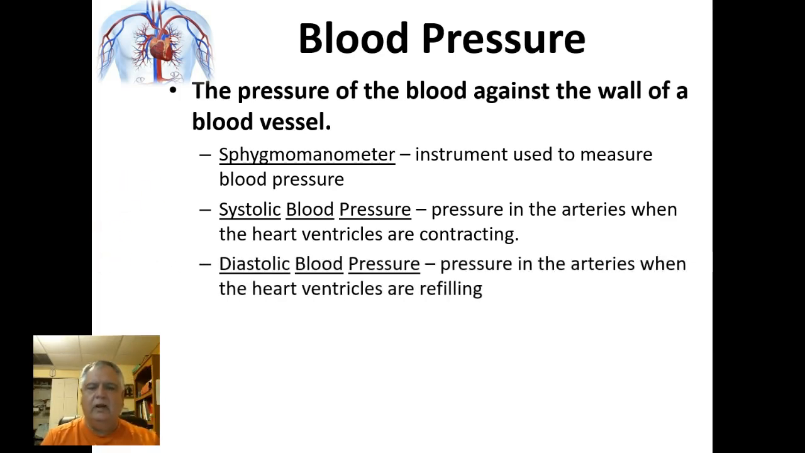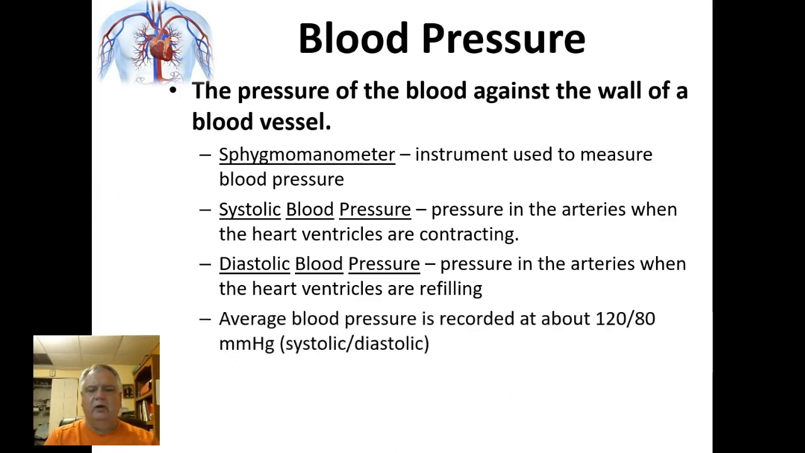Diastolic blood pressure, on the other hand, is the pressure in the arteries when the heart ventricles are refilling. So now the ventricle contracts, pushes the blood out. Now the ventricle relaxes and begins to refill with blood. So now what happens is the blood pressure is going to start to drop back down, and drop until the ventricle contracts again, and it'll go up. That low point that it drops to right before the ventricle contracts again is the diastolic blood pressure.